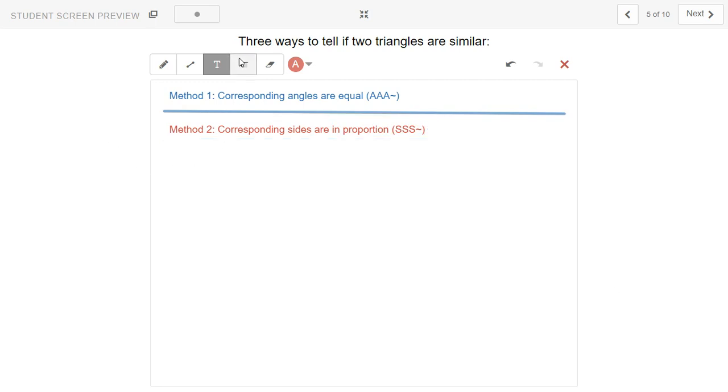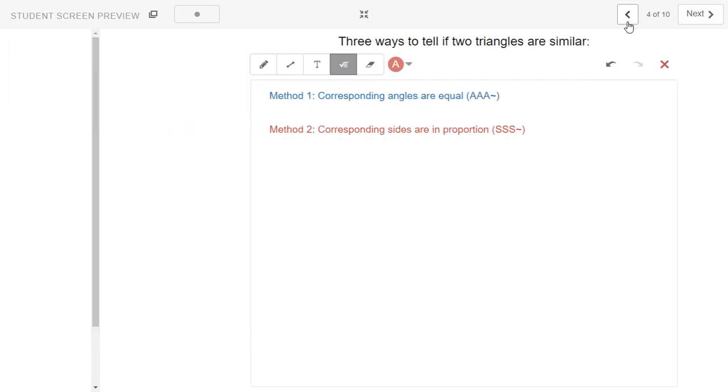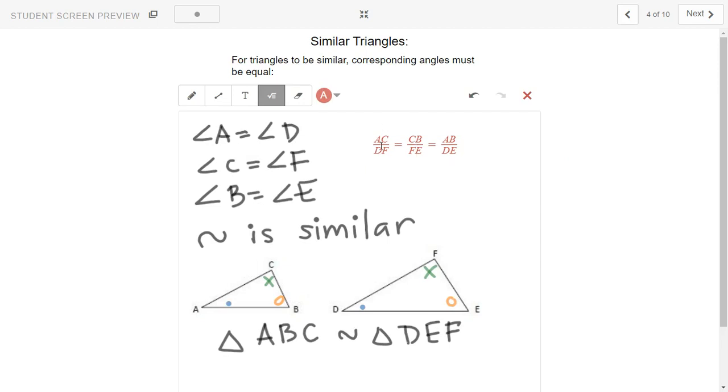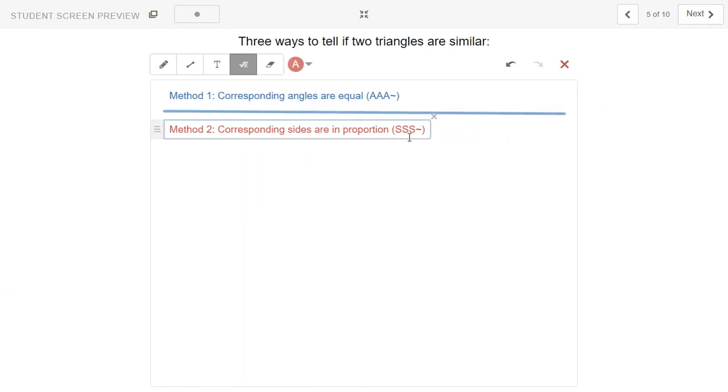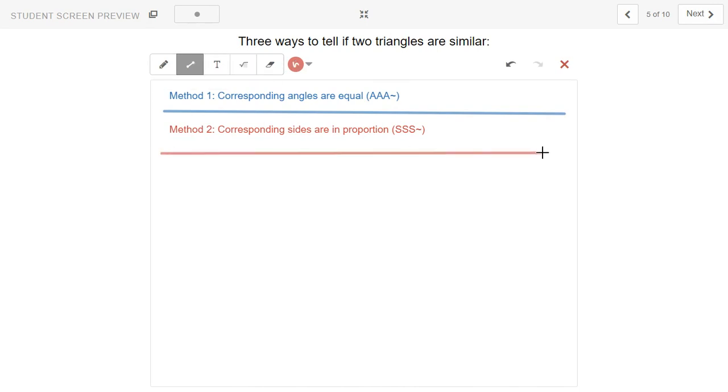So when I talk about the corresponding sides, I mean this fraction here. If I can get AC over DF, CB over FE, and AB over DE, I'm comparing all of these sides. If they create the same ratio, then the sides are in proportion. Okay, method 3.